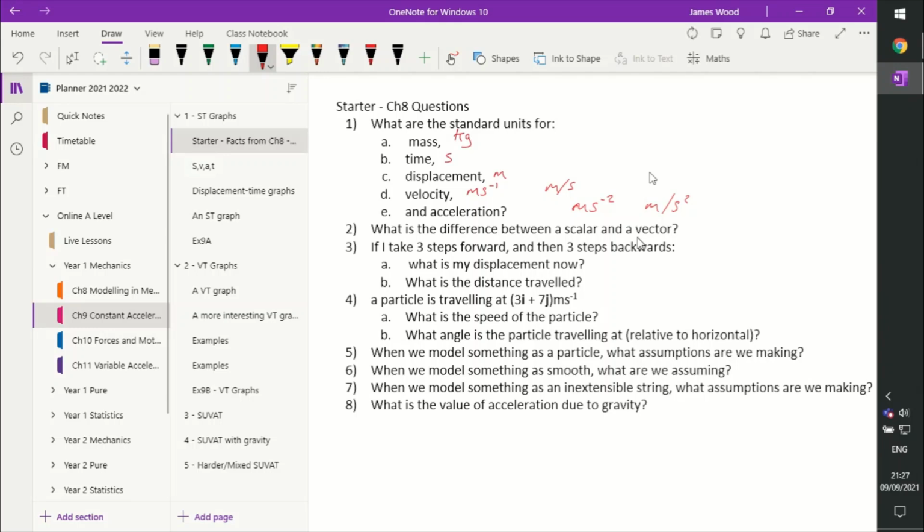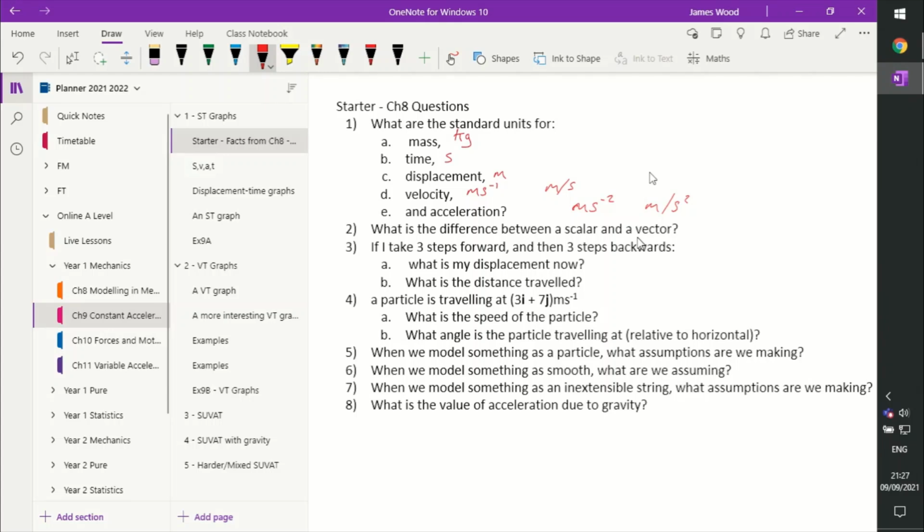What's the difference between a scalar and a vector? So a vector has got magnitude, so size, and direction. So this is the difference between velocity and speed. Speed is just how fast you're moving. Velocity is how fast you are moving and in what direction. So you could have a positive or negative velocity. If I was moving away from you, you might consider that to be 20 meters per second. If I was moving towards you, you might consider that to be minus 20 meters per second. So a vector has got direction, a scalar does not. We'll talk more about that in the next couple of lessons.